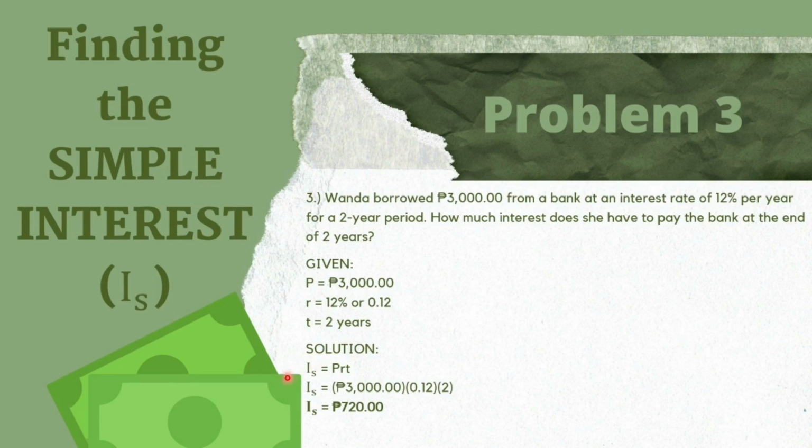So now let's solve. Once again, very easy formula. I don't think I have to reiterate this once again. So simple interest is equal to the principal of 3,000 times the rate of 0.12 times the time of 2. Once you plug that in and calculate it, you will get an answer of 720. Don't forget the peso sign once again.